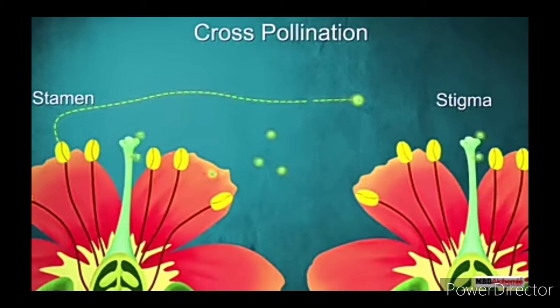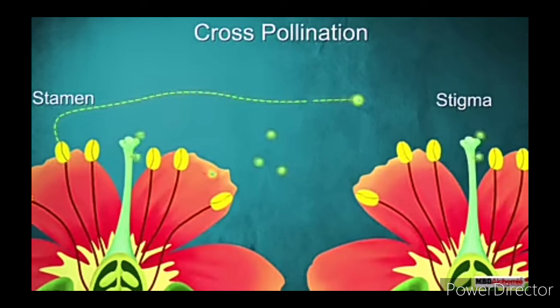Cross pollination means two different flowers. The pollen grain from the stamen, the male reproductive part of one flower, lands on the stigma, the female part of another flower. This is called cross pollination. Two different flowers: the male part in one flower, the female part in another flower.